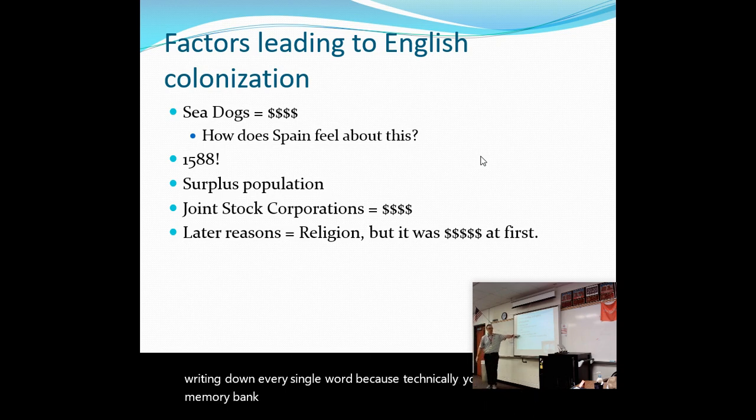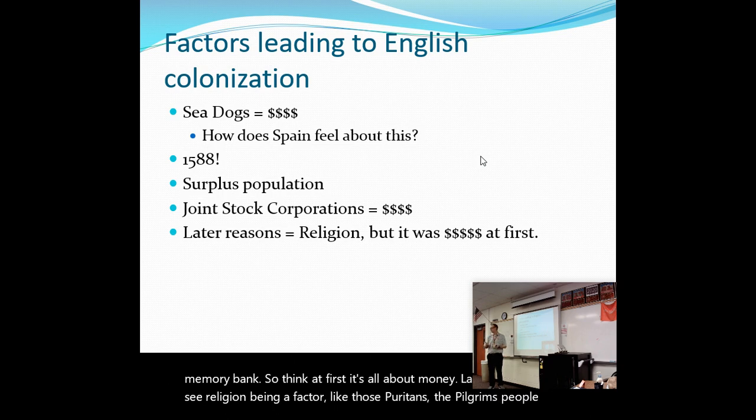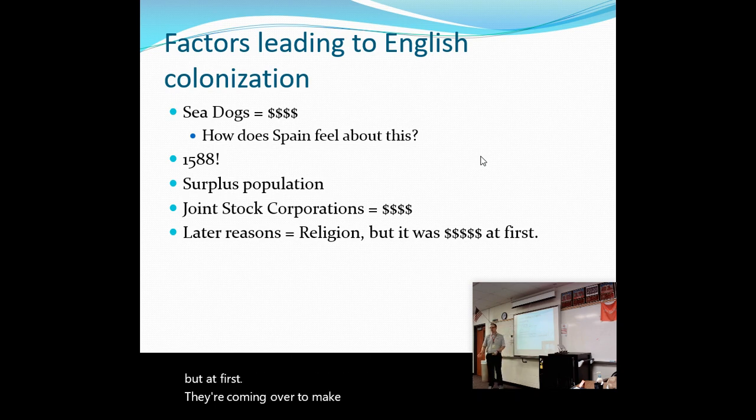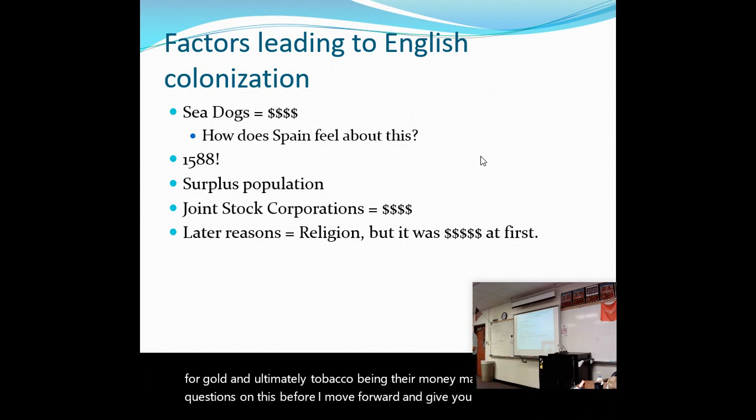So think, at first, it's all about money. Later, you're going to see religion being a factor. Like those Puritans, the Pilgrims, people that you may have heard of, they're coming over for religious reasons. But at first, they're coming over to make money. And I think you clearly see that as their aim with the Sea Dog factor, with a joint stock company searching for gold and ultimately tobacco being their money maker. Any questions on this before I move forward and give you new colonial detail? Anything you need clarified?